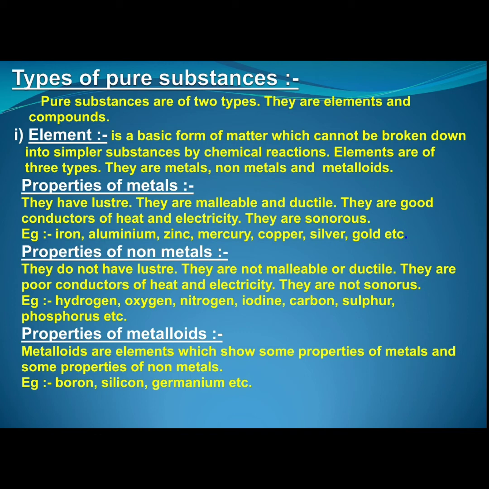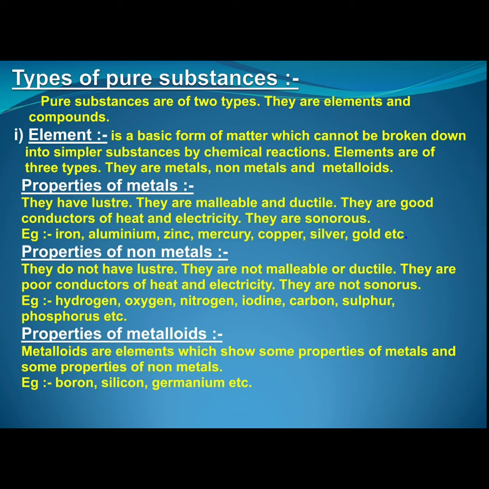Metals have luster, they are malleable, ductile, good conductors of heat and electricity, they are sonorous, they are hard, and its examples are iron, aluminium, zinc, mercury, copper, silver, gold, etc. You might be remembering that almost all the metals are solid except for mercury. Mercury is a liquid. Okay, the next one is properties of non-metals.